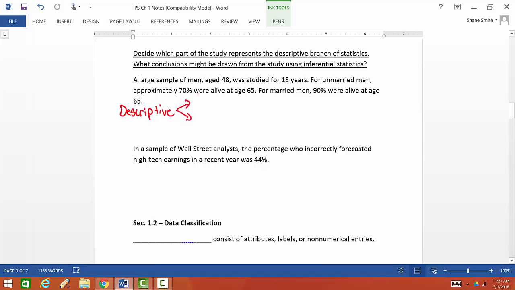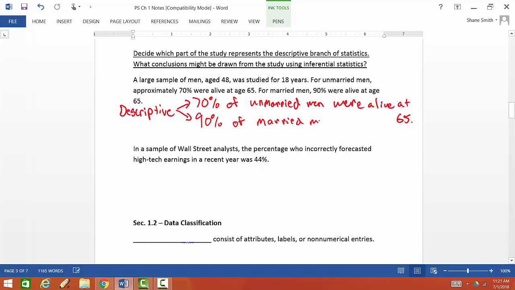And there's really 2 different descriptive statistics here. One was, and I like to start with the percentage, 70% of unmarried men were alive at 65. And same thing, 90% of married men were alive at 65. So that's the descriptive statistics.